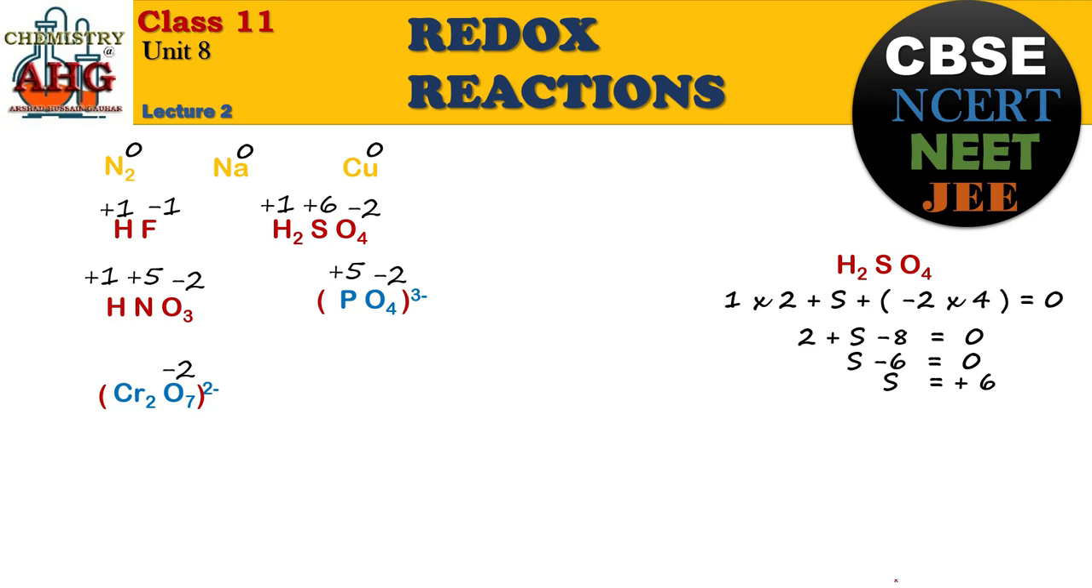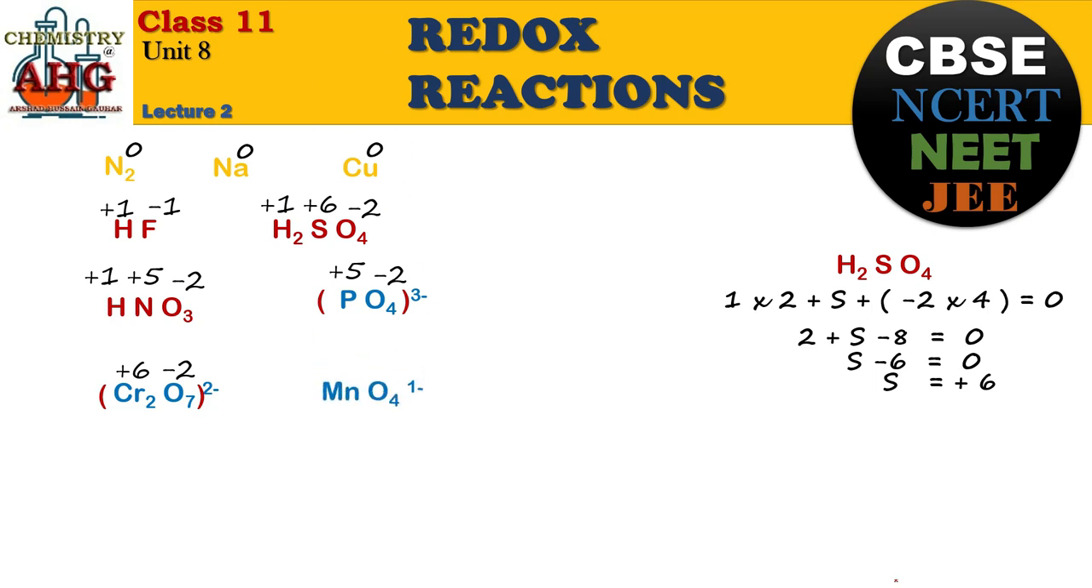There are 2 chromium. So 12 negative means the 2 chromium would have a total charge of 12 positive. And for 1 chromium, you will divide the oxidation number by 2. Positive 12 divided by 2. What will be the oxidation state of chromium? Positive 6. So this is how you can find the oxidation state of any element without taking the help of any rule. Some more examples are coming your way.